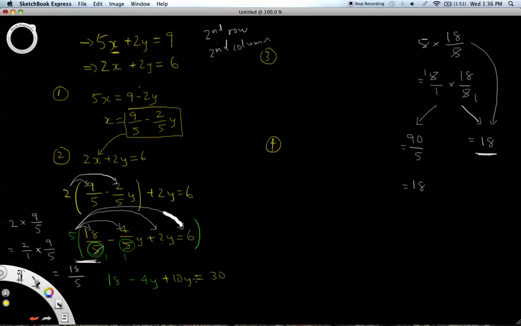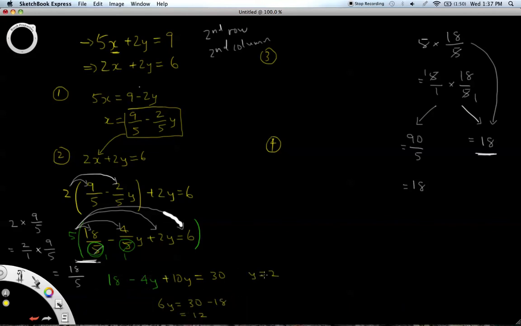From this point, we can continue to gather like terms. So negative 4y plus 10y gives me 6y. I have 30 here already. And this 18, when I move it over, it goes from a positive 18, which is really what it is, to minus 18 when I move it to the other side. And that becomes 12, and when I simplify that, y is equal to 2.